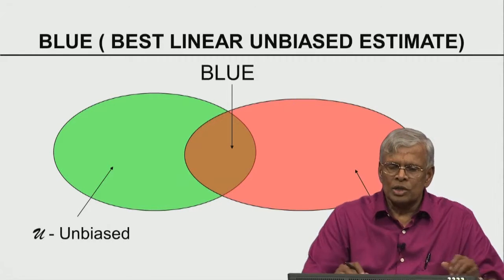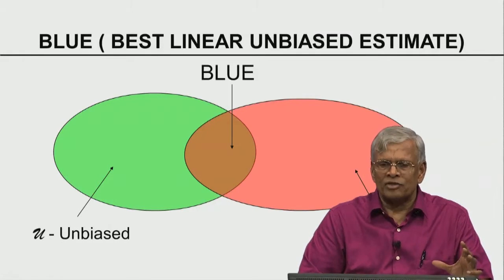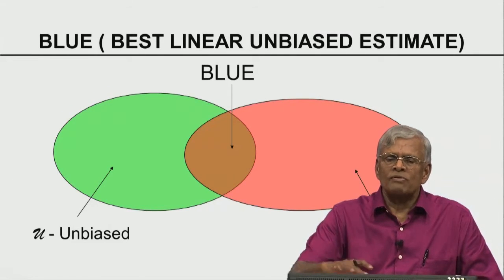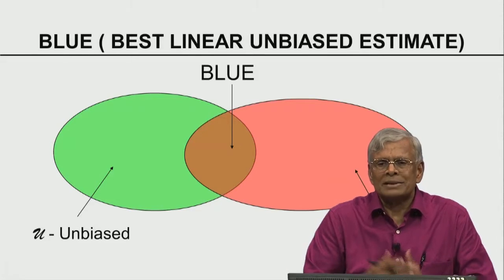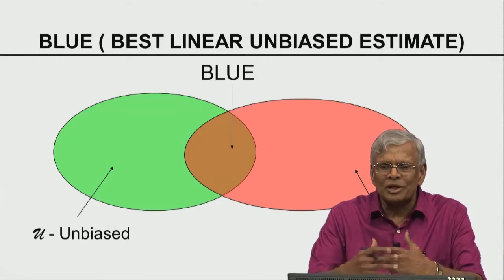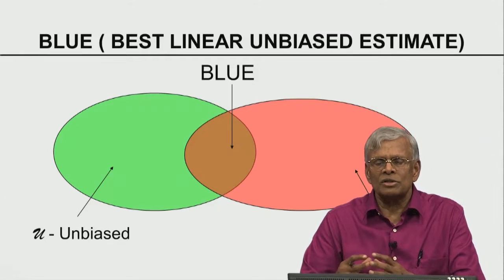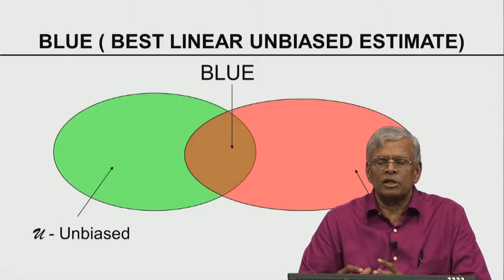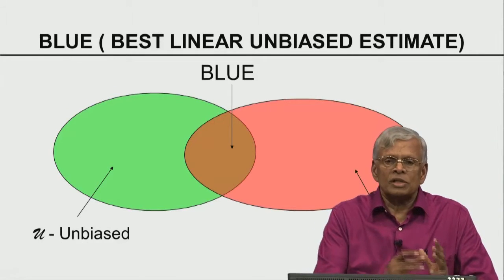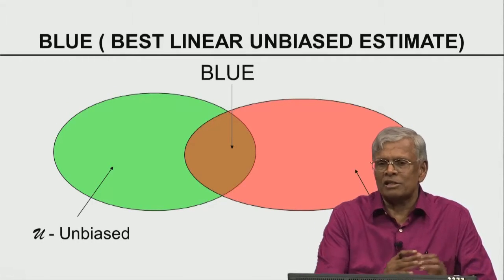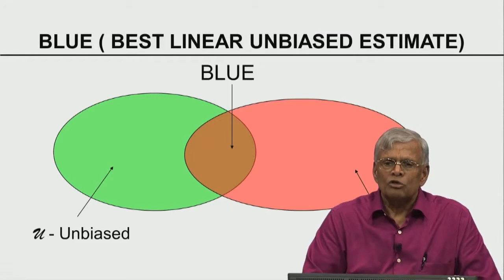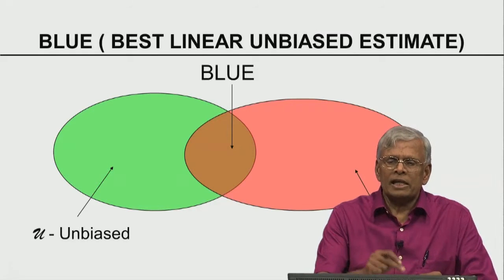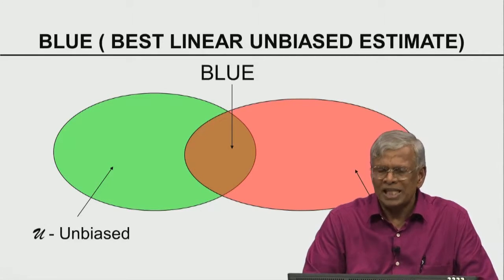That gave rise to the notion of the class of all unbiased estimators and the class of all linear estimators. Why are we going to be concerned with linear estimators? Because computationally, linear estimators are easy to compute. Nonlinear estimators require more time. If I can get very good results with linear estimators, why not? Unbiasedness is very fundamental to any and every estimator, whenever and wherever possible. So I am interested in the intersection of these two properties, namely linear unbiased estimates, LUE.